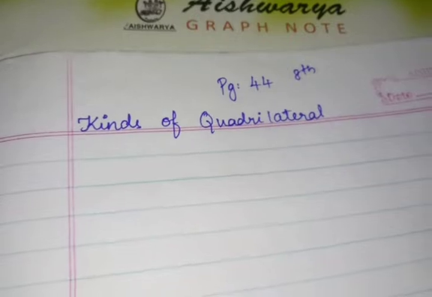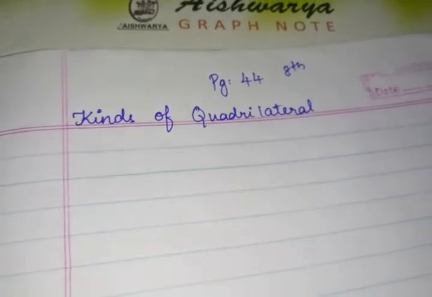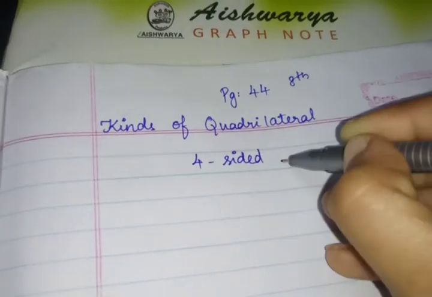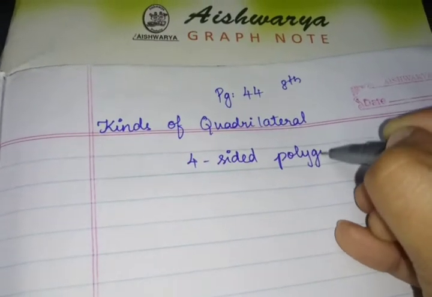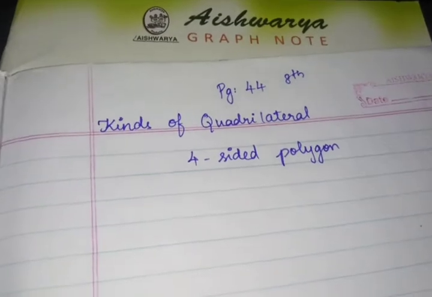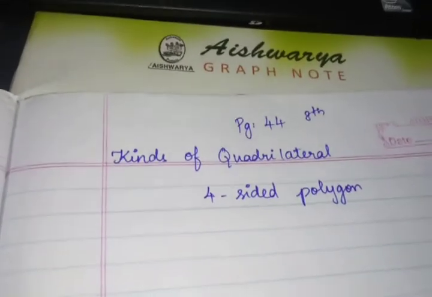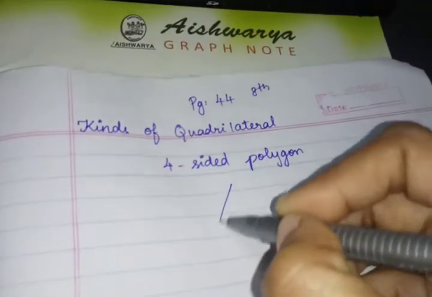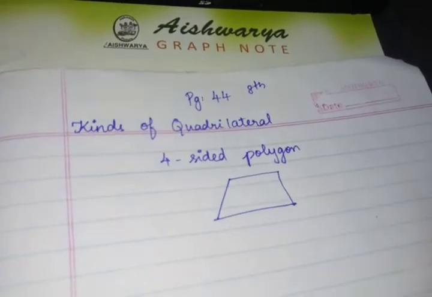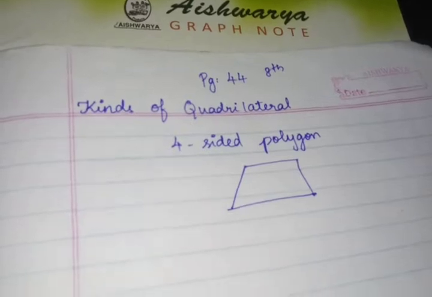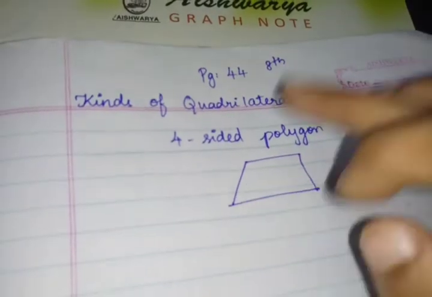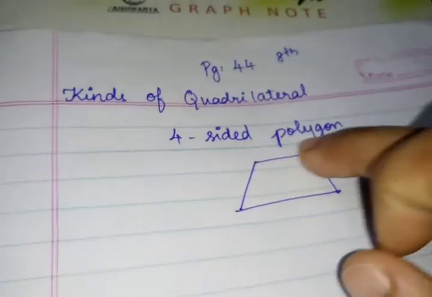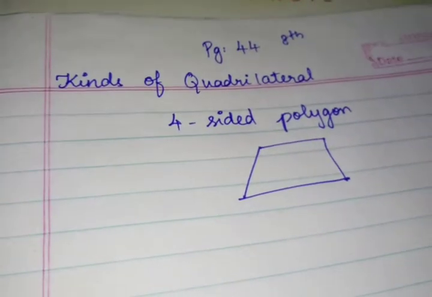You know what is meant by a quadrilateral? It is actually a four-sided polygon. That quadrilateral also is divided into many types, so that we are going to study here. Four-sided polygon, which means it will be made of four line segments. It is a closed figure made up of line segments, and there will be only four line segments. More than that nothing will be there.